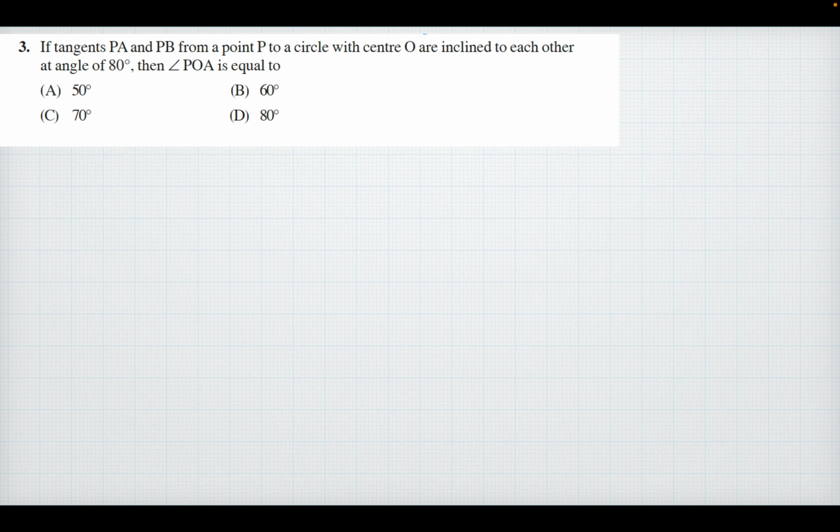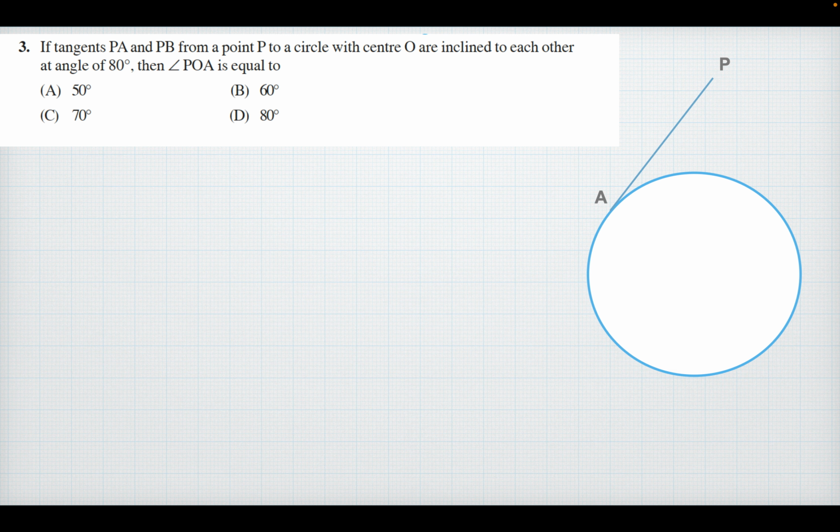Now let's do problem number 3. It says if tangents PA and PB from a point P to a circle with center O are inclined to each other at an angle of 80 degrees, then angle POA is equal to. Let's try drawing the diagram first. Here's point P, then PA and PB from a point P to a circle with center O. That's here, PA and PB.